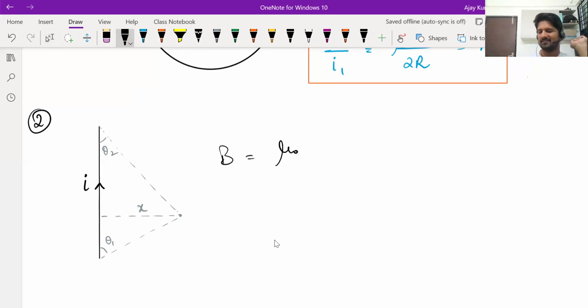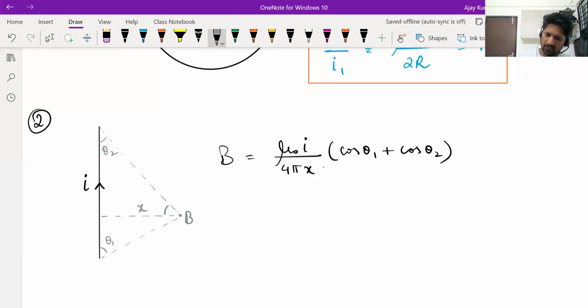Sir, can you repeat the question once again? What is the formula for magnetic field produced by a straight wire at a distance x from the wire? Mu naught I by 4 pi r into sine theta 1 plus sine theta 2. See, if you take angles at the ends of the wire, it is cos theta 1 plus cos theta 2. If you use these angles, I'll call them alpha 1 and alpha 2, then in terms of these angles, it will be sine alpha 1 plus sine alpha 2.